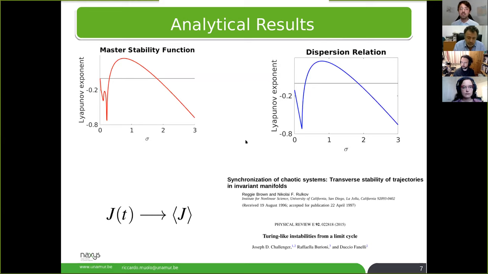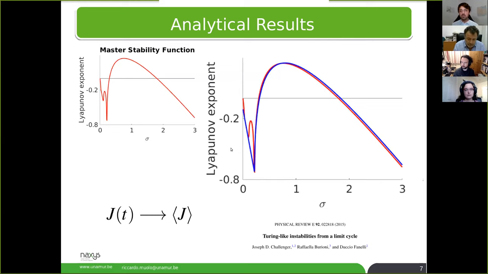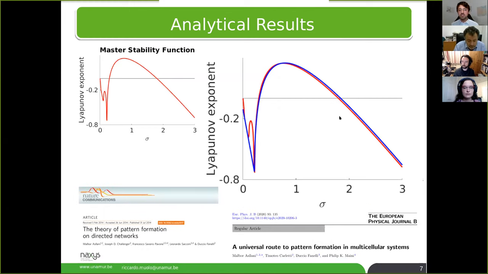And remarkably, for a certain range of parameters, these two master stability functions almost coincide. We can even do better than that, but then you would not see the difference between the two curves. So we can use the analytical results that have been developed in these two papers for the case of fixed points, and then apply them for the case of limit cycles. So we can have an analytical description, even in a setting where in principle we cannot do anything analytically, but we can only use numerical tools.